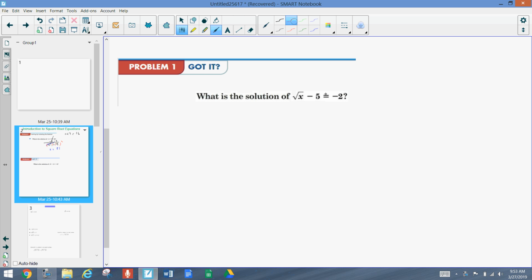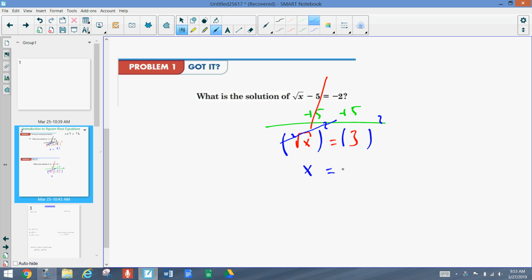We're going to do what first? Add 5. Root x is equal to what? 3. How to get rid of that square root? Take the square of both hand sides. Index and exponent cancel out. Only x stays. 3 squared is equal to? That equals 9.